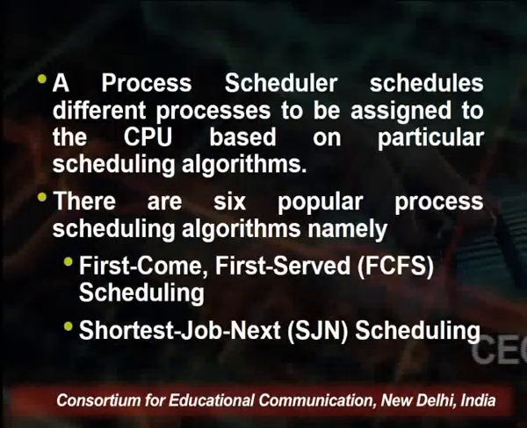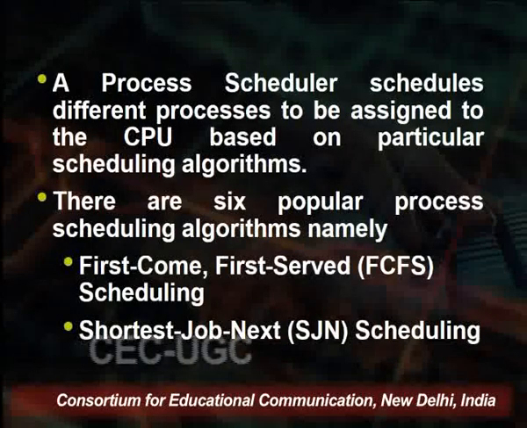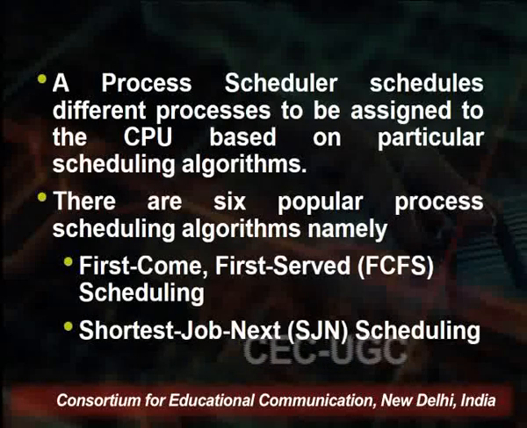On the basis of these, a process scheduler is going to schedule different processes to be assigned to the CPU based on a particular scheduling algorithm. Now what scheduling algorithms do we have? We can have many, but there are 6 popular CPU scheduling algorithms. Let us explore them one by one. Let's see the list first.